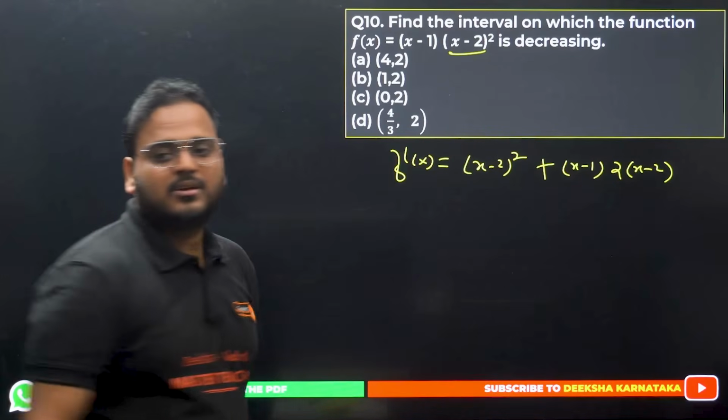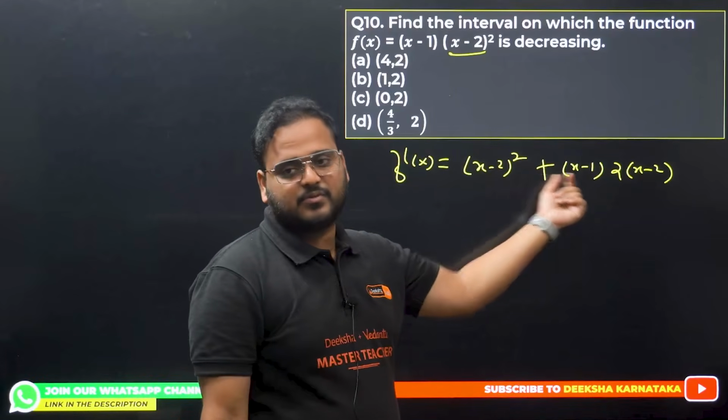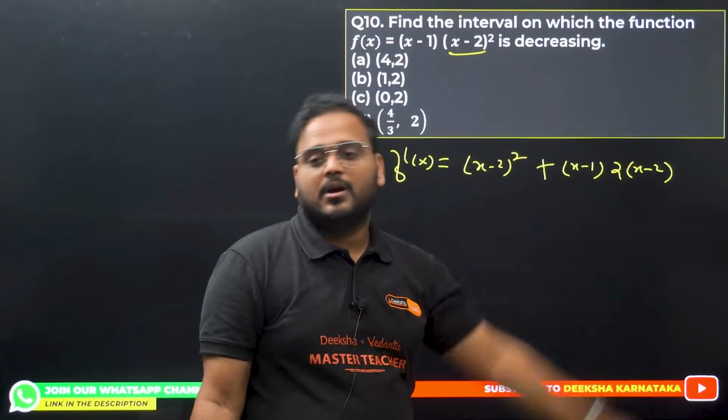Sir, what about the chain rule, sir? It'll come out as 1 only, no? If you differentiate x minus 1, you get the answer as 1. That's why I did not write it over here. If you differentiate x minus 2, the answer will again be 1.